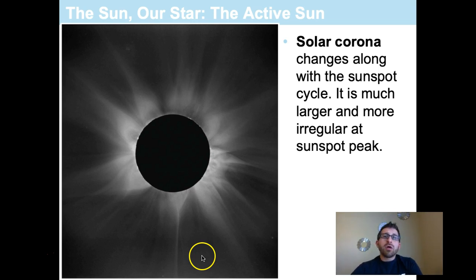The corona of the sun also changes during the sunspot cycle, and as a result, during a solar maximum, the sun's corona would appear larger and possibly more irregular as sunspots peak.